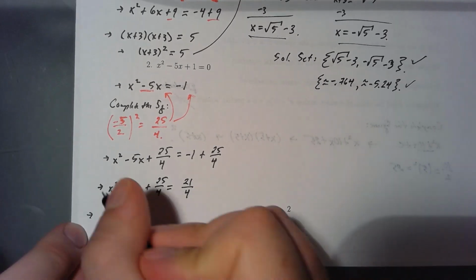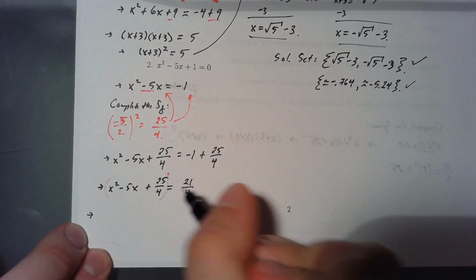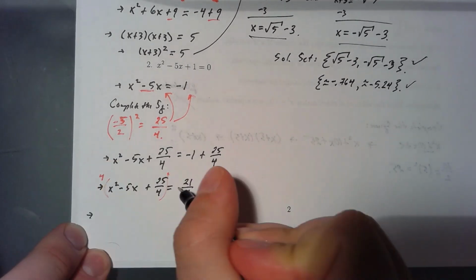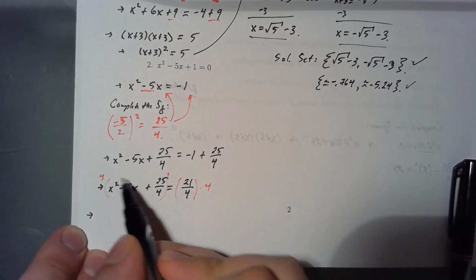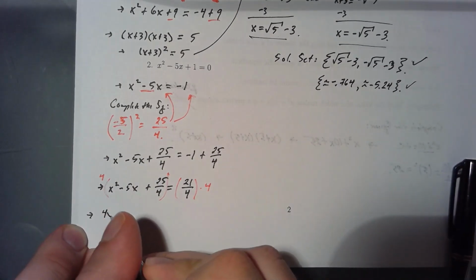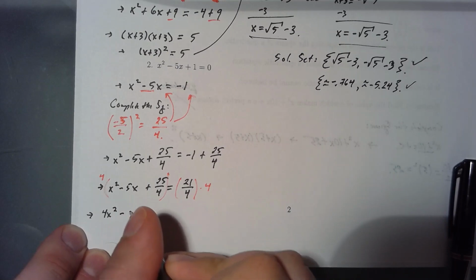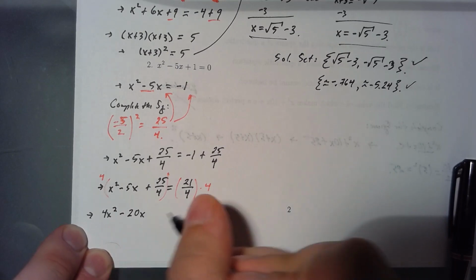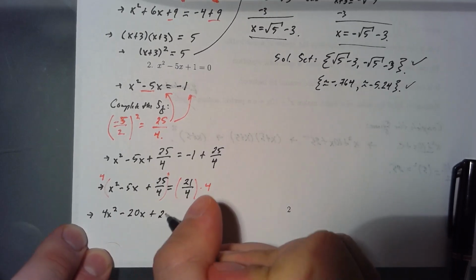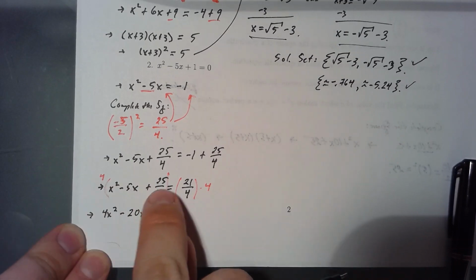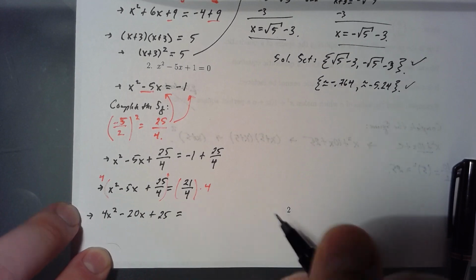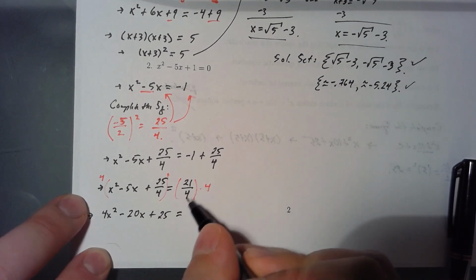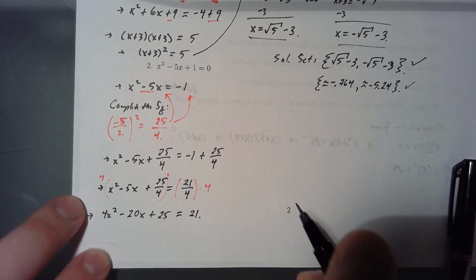So if I multiply both sides by 4, this is what I get. I distribute the 4, I'm going to get 4x squared minus 20x plus 25. Because when I multiply 4 times 25 over 4, the 4's cancel and you get 25. And 21 over 4 times 4, the 4's cancel, you get 21.